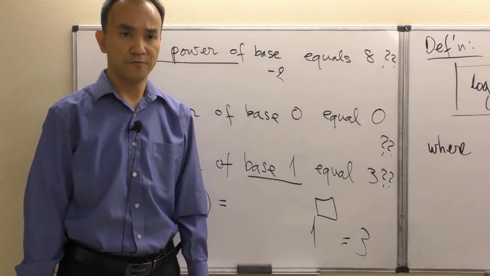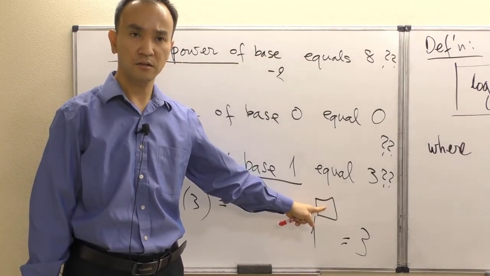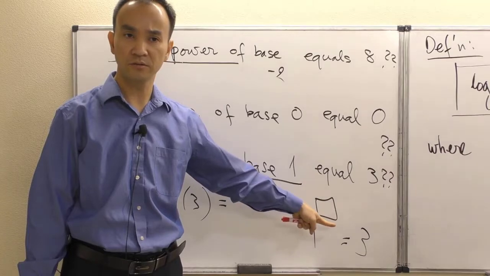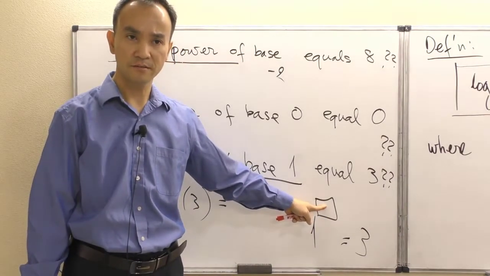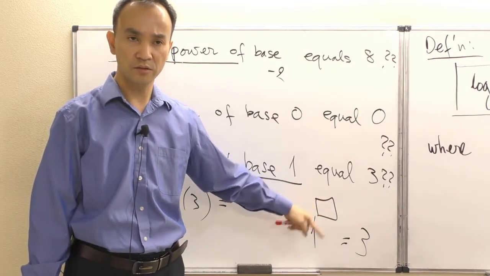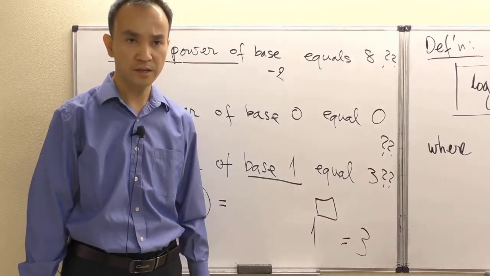Take a moment to think for yourself right here. Does 1 go in here work? No. 1 to the first power equals 3? No. Does 2 go in here work? No, because 1 squared is not equal to 3.